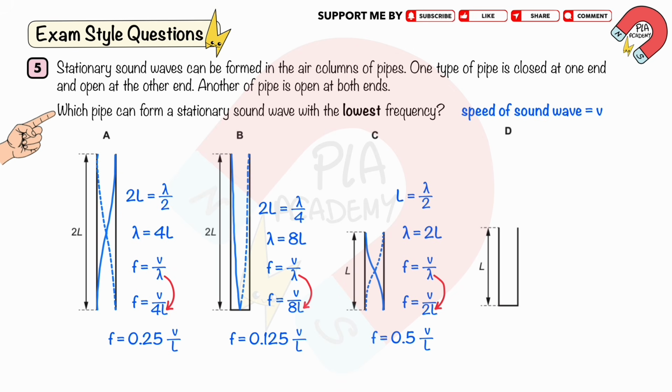Choice D. Consider a pipe closed at one end. The lowest frequency, or fundamental frequency, standing wave has a quarter wavelength pattern, half loop, as shown. A half loop is equivalent to a quarter wavelength. So, L equals 1/4 lambda, and lambda equals 4L. Using the equation, the frequency f equals speed v over wavelength lambda. Substituting lambda equals 4L, f equals 0.25 v over L. So, B has the lowest frequency.